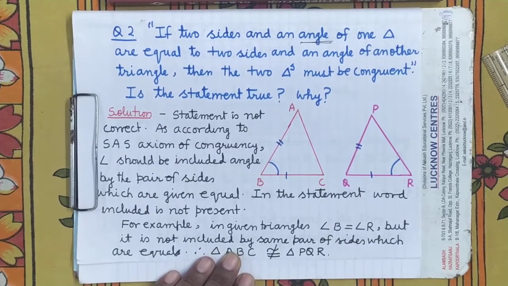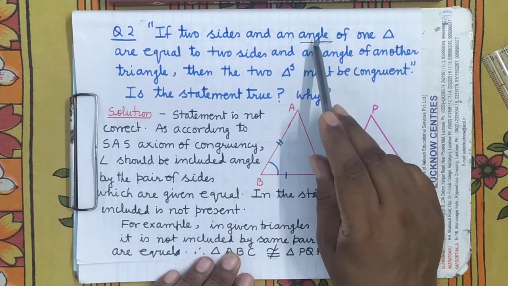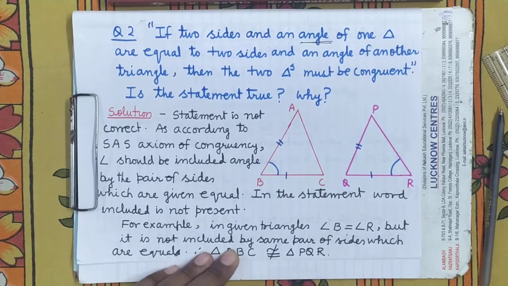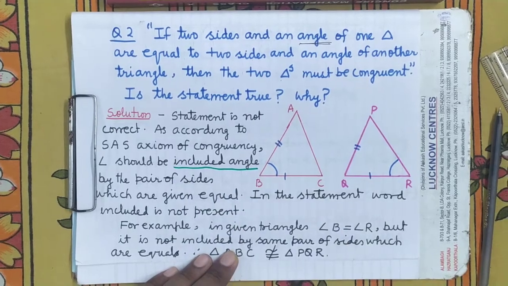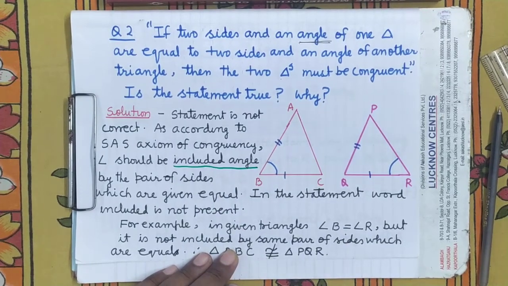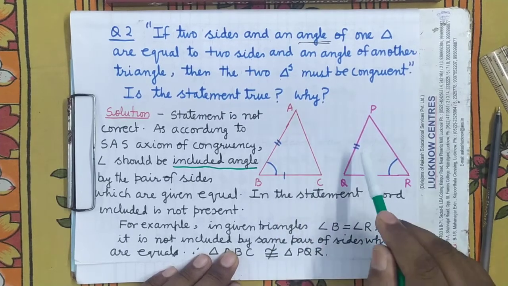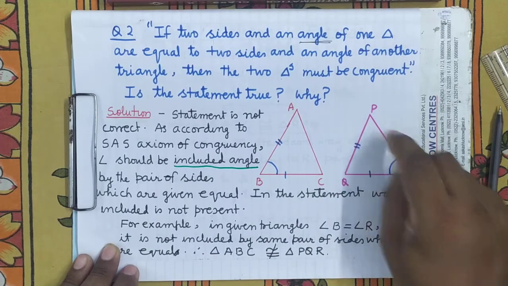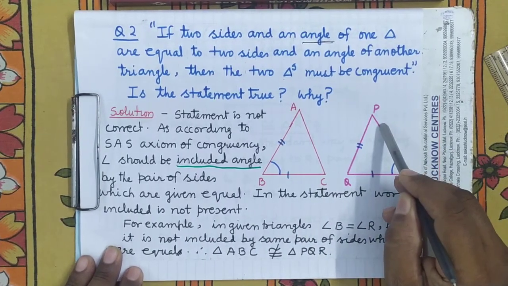This statement is not correct. Here it should mention that this angle is the included angle. Is it clear? For example, if in the same diagram BC equals QR, AB equals PQ, and angle B is equal to angle P, then what will happen?